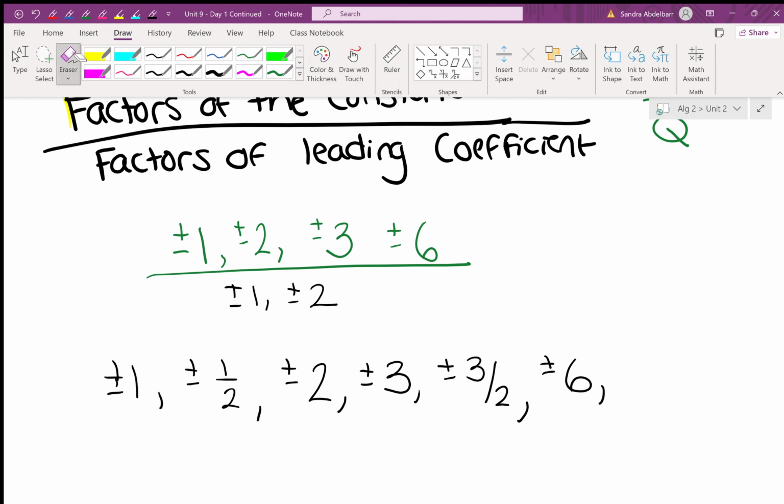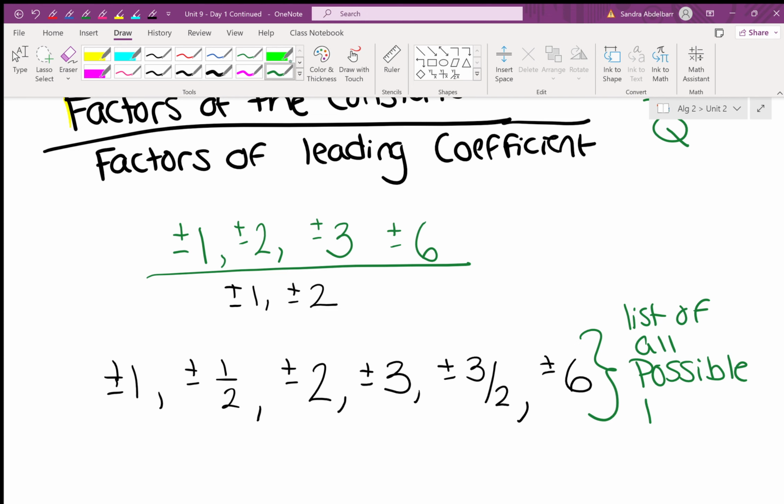All right, so what this gives us is the list of all possible rational roots. Meaning if our graph is going to cross the x-axis at a rational number, it will be in this list. So let's go. I'm going to stop recording here. This is really it.